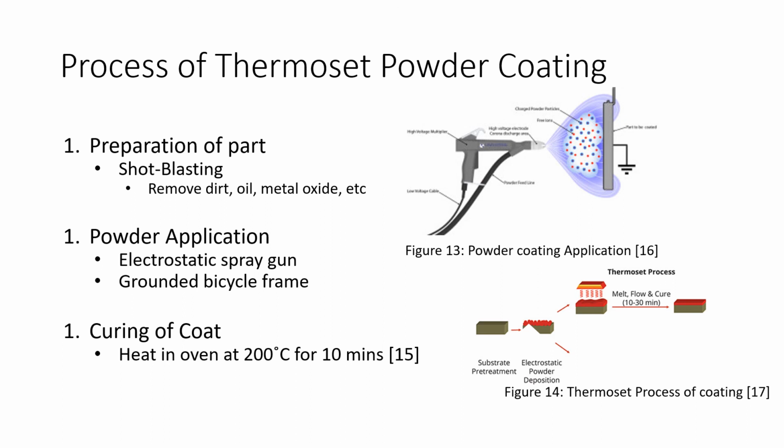The powder will naturally adhere to the frame because of the difference in charge. After the deposition of powder, the part will be put into the oven for curing. Finally, after the frame cools down, it is ready to be assembled to the rest of the bicycle parts.